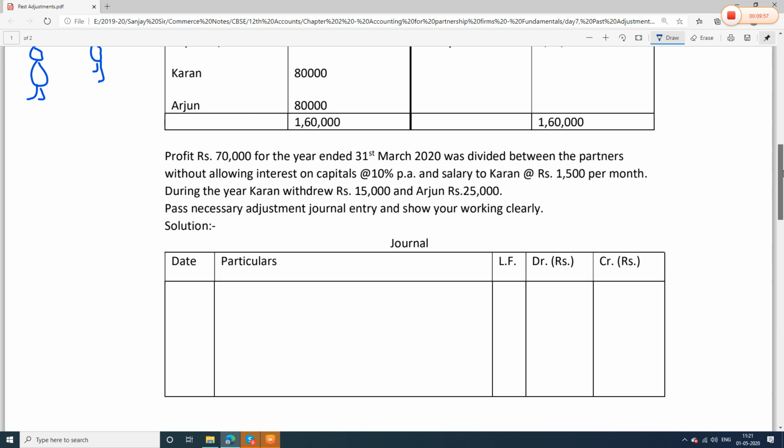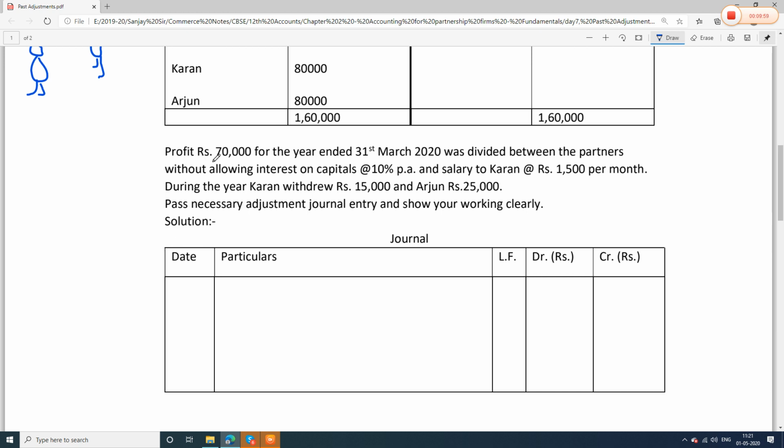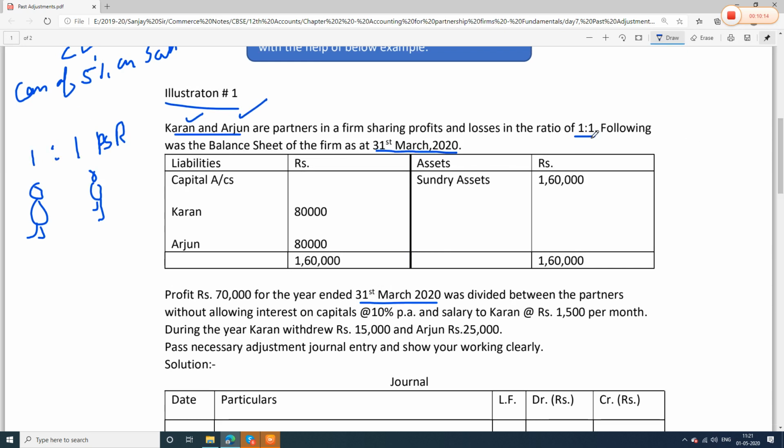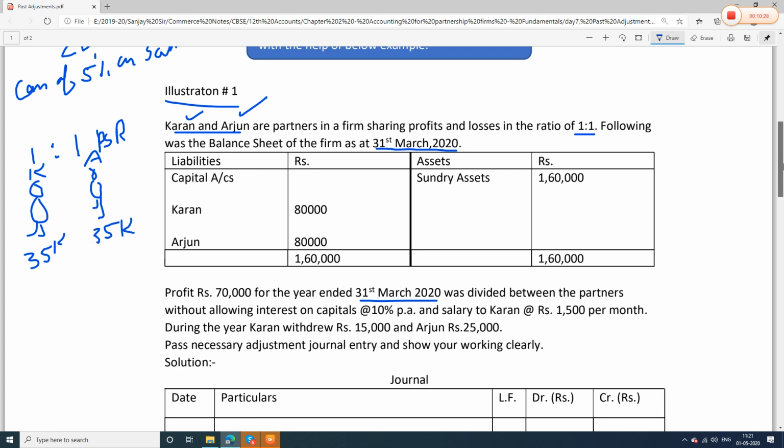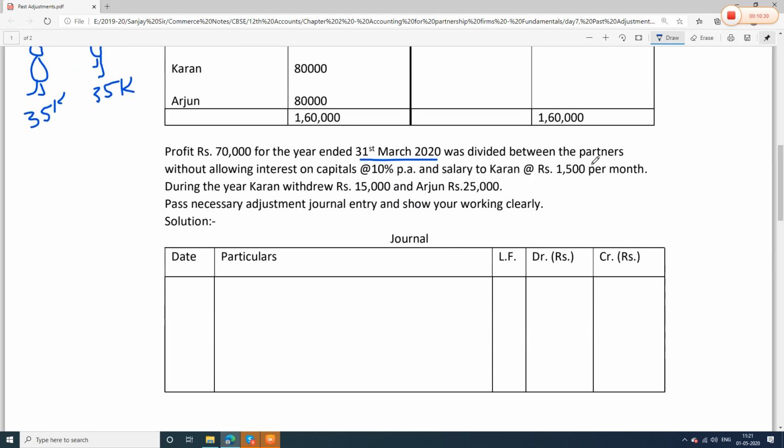Now what further? See guys, profit of rupees 70,000 for the year 31st March 2020 was divided between the partners. So Karan was given profit and Arjun also got his share of profit. So total is 70,000 rupees profit. They are equal partners. So how much did Karan get? 35,000. He is K, he is A. Karan, Arjun, and he also got 35,000. Okay, perfectly fine. Both of them got the profit also.